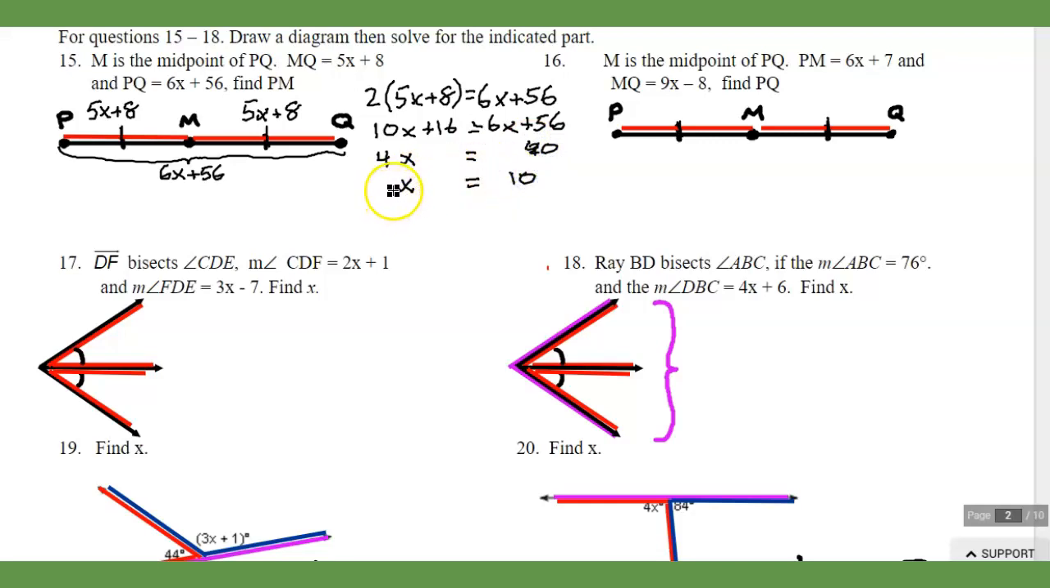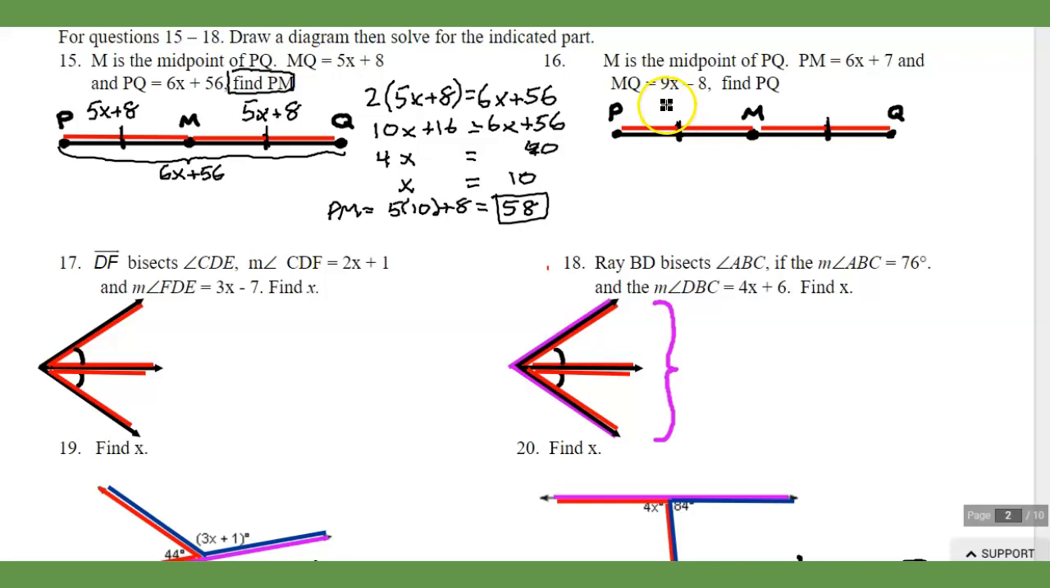Okay. Now, like before, check to see what you're solving for. The question says find PM. So x is not our answer. PM is 5x plus 8 because it's the same as MQ. So one last step to find PM. It's going to be 5 times 10 plus 8, which equals 58. So that is our answer, PM. Of course, MQ is the same, 58, which means the whole length would be 116.